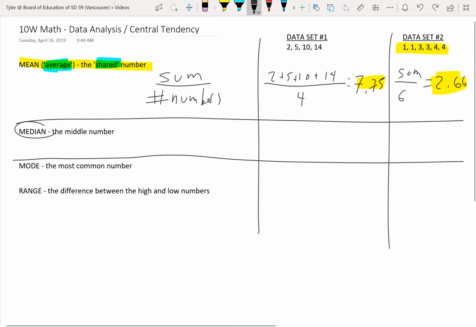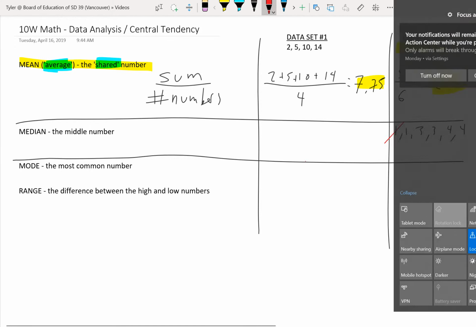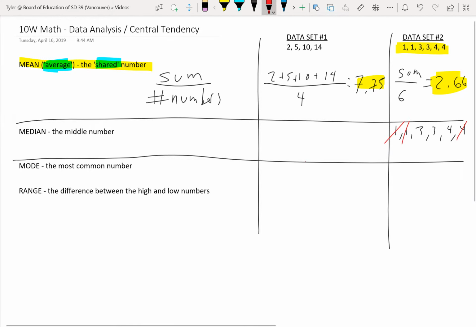So literally all you do for a median is you write them all in order from smallest to biggest and find the middle. So let's do the second set first. It's 1, 1, 3, 3, 4, 4. These are already in order, so it's a little easier. We cross them out one at a time, one on the top, one on the bottom. And then if we're left with 2, we just average those 2 numbers. In this case, they're both 3, so the median was 3. So that was close to our average, but a little bit higher.